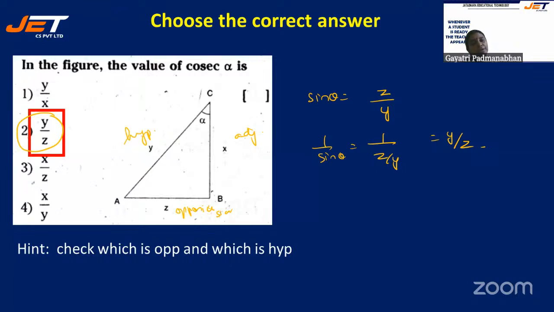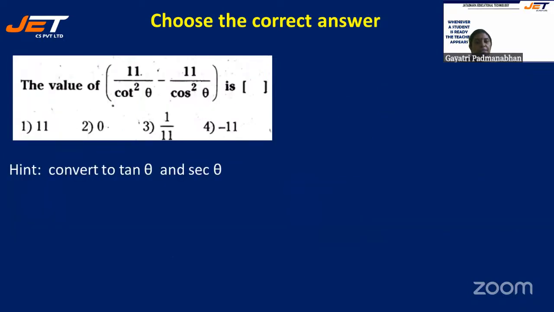So this is how you find out. First find sine theta and know the relationship between sine theta and cosecant theta. Sine theta is equal to 1 by cosecant theta, or otherwise 1 by sine theta is cosecant theta. Anyhow, you can write. Okay. So sine theta is nothing but opposite side by hypotenuse. Your opposite side is z, hypotenuse is y. So z by y. Right. And the cosecant theta is nothing but 1 by sine theta, which is 1 by z by y, which is y by z. All right. Yes. See the next question.